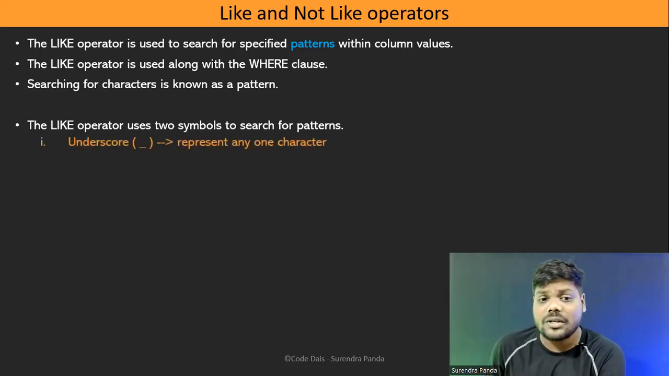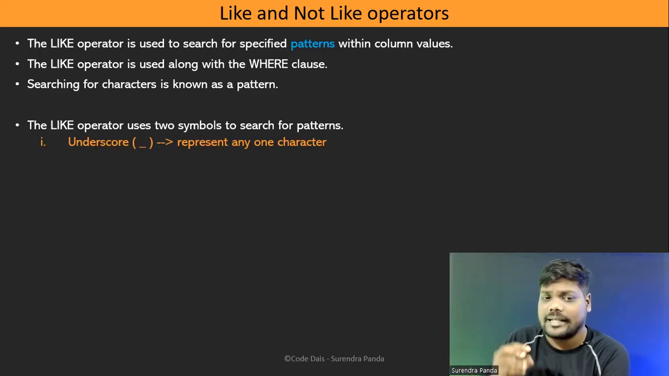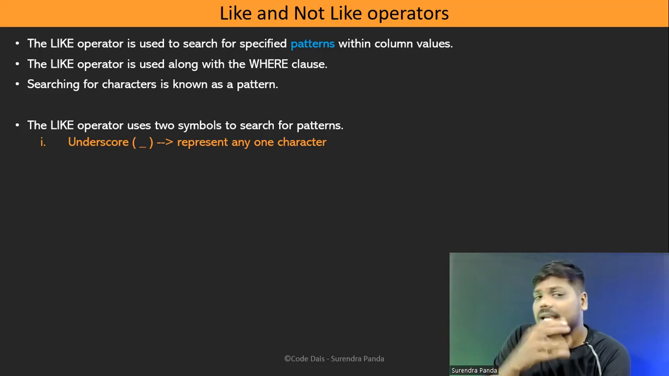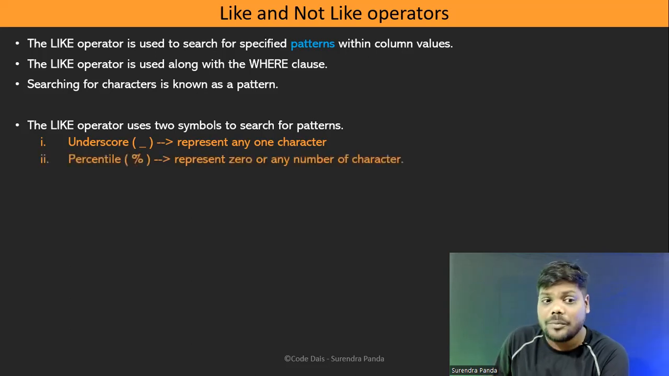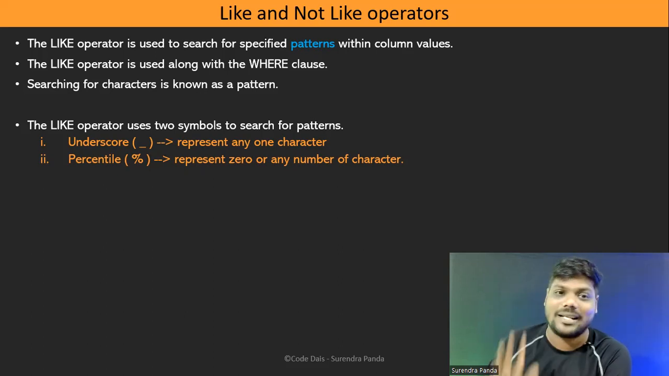Underscore represents one character. It can be anything. What do you mean by underscore here? Underscore means only one character, sir. It can be an alphabet, digit, symbol, anything. But what do you mean by percent? Percent represents zero characters, one character, any number of characters. Percent represents any number of characters. Underscore represents only one character.